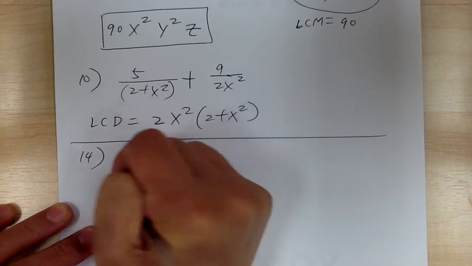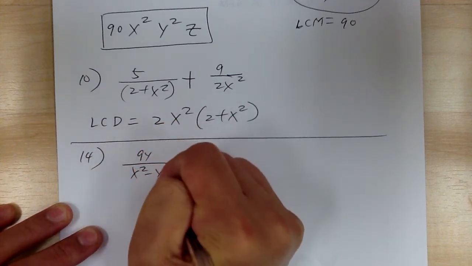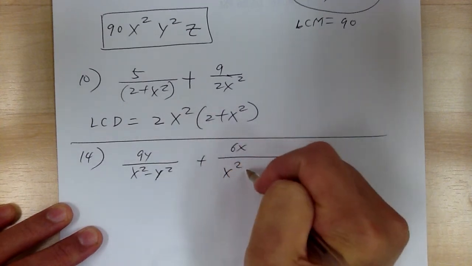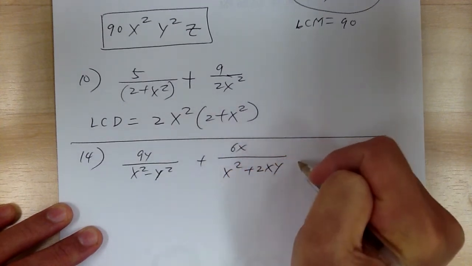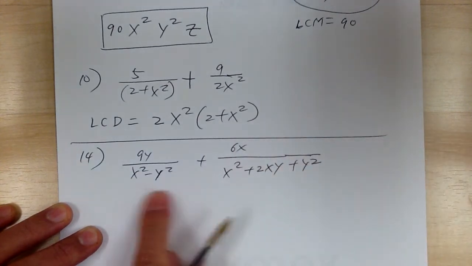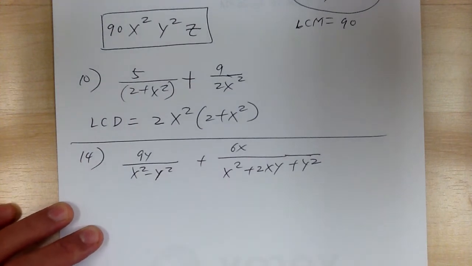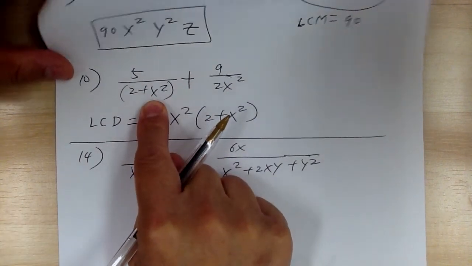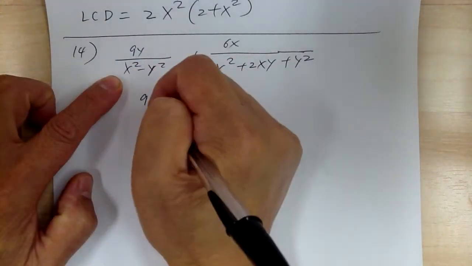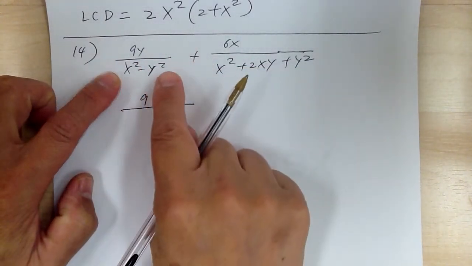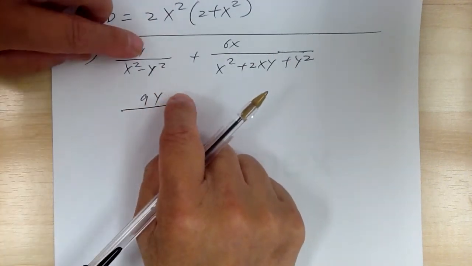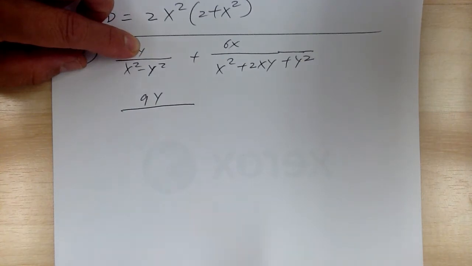You have 9y over x squared minus y squared plus 6x over x squared plus 2xy plus y squared. When you see addition or subtraction, you need to do factoring first. Over here, this is not factorable. That's why we didn't do anything to it. Again, you don't worry about the top. Don't do anything to the top. All you want to do is try to factor the denominator. So this one, you go through the steps. Step 1, step 2.